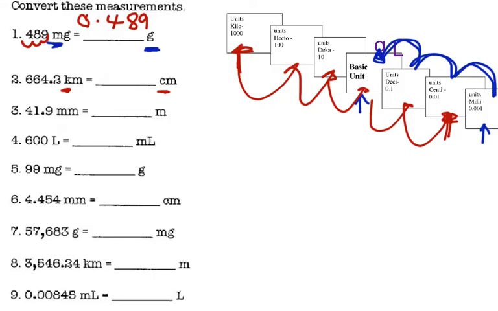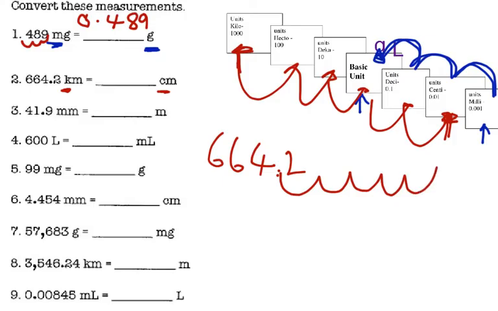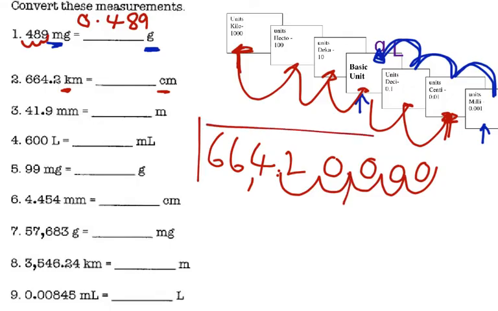All right, so if you have 664.2, right? And you're starting here, you have to go 5 jumps to the left. So you just go 1, 2, 3, 4, 5. And you just put zeros in these spaces. 1, 2, 3, 4. 4 zeros right there. So that's your number, the huge number right there. So that's 66 million, 420,000. So that's a huge number right there. 66,420,000 centimeters are represented by this number of kilometers.